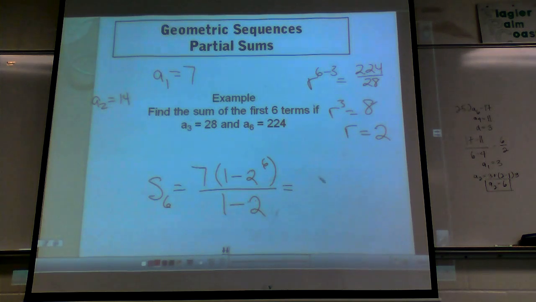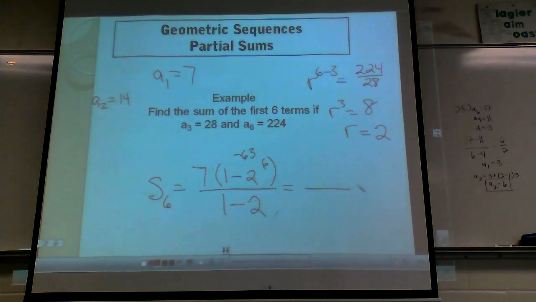You shouldn't get a negative anything for this. I got 441. Because on top you've got, let's do it step by step, 1 minus 2 to the 6, which is negative 63. All right, so I got negative 63 times 7.